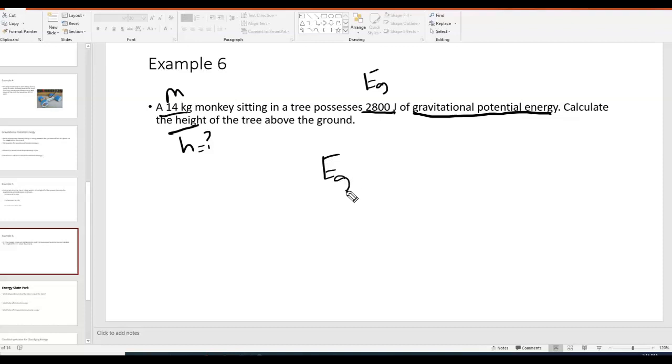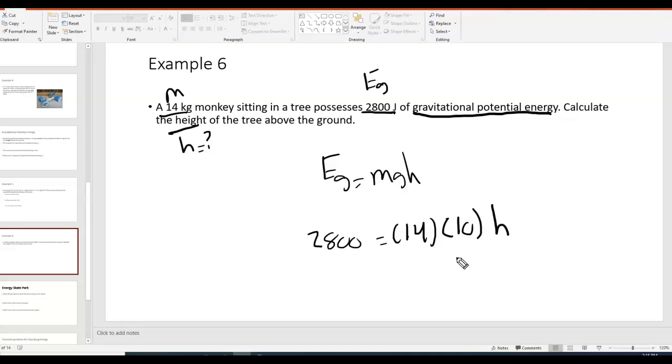Okay, so we have our equation for gravitational potential energy. I take my equation, I plug in my givens. EG is 2,800. The mass of the monkey is 14. Remember G, that's a positive 10. That's the acceleration due to gravity. That's the constant. And then h is the unknown. Okay, and now I'm going to simplify a little bit before I use algebra to solve. 14 times 10 is 140.